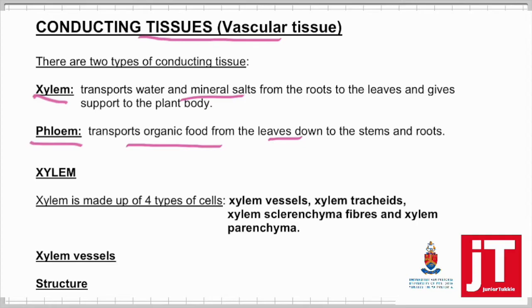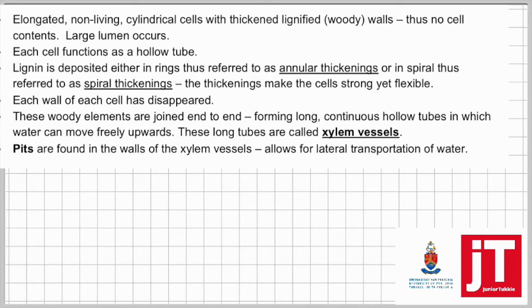Now, xylem is made up of the 2 main parts, vessels and xylem tracheids. Fibers and parenchyma you've already done. They are only known as xylem fibers and parenchyma because they're near the xylem. We've already touched on parenchyma and sclerenchyma fibers in the other videos. Now, let's look at the main type of xylem, xylem vessels and xylem tracheids.